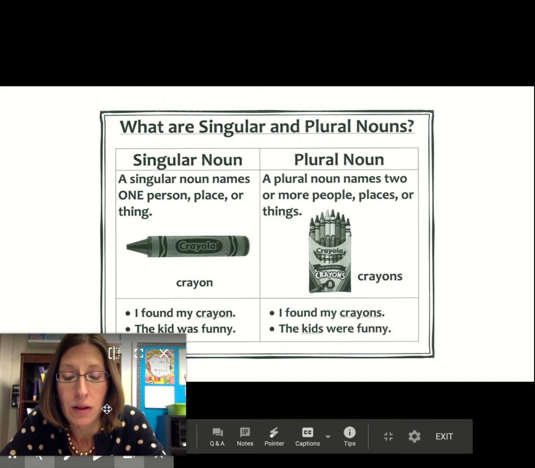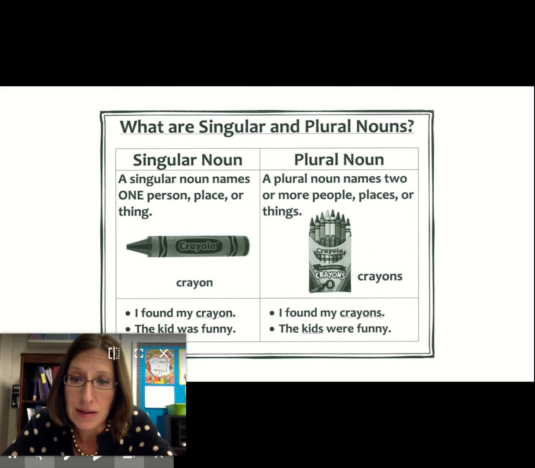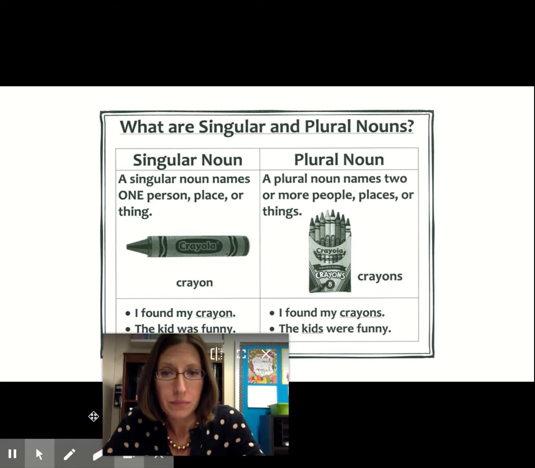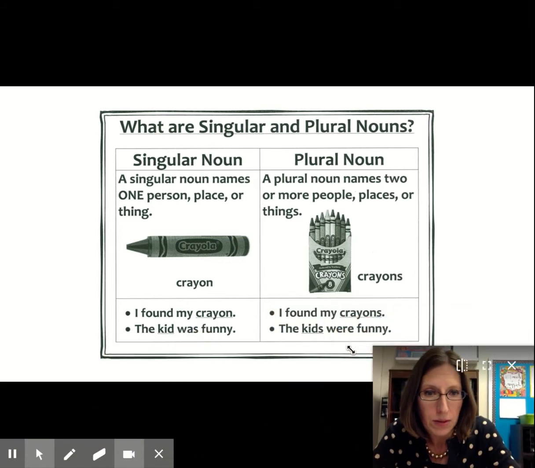And again, we have a little poster in the back of our writing packets that talks about these kinds of nouns. A singular noun names one person, place, or thing. Miss Taylor keeps having to scoot herself out of the way here. Let's see, I'm going to make my picture a little smaller, that might help.